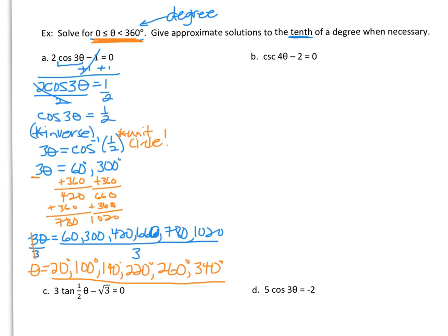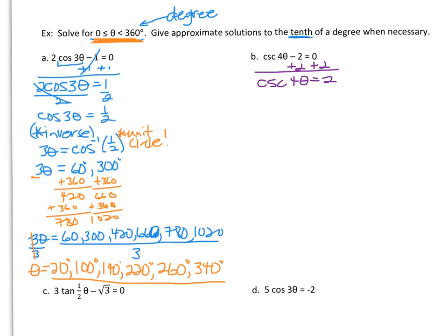For example B, I'd like you guys to do step 1 first. Isolate the trig term. That seems pretty easy. All I did was add 2 to move it to the other side. And now we have cosecant, so there's a reciprocal happening here.